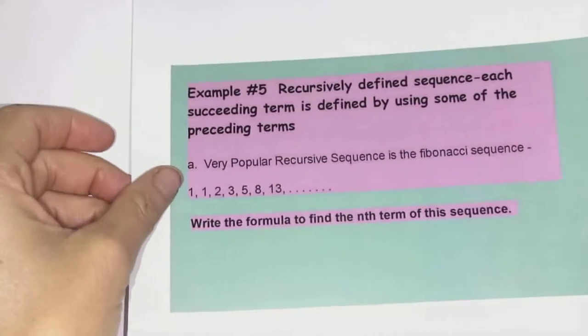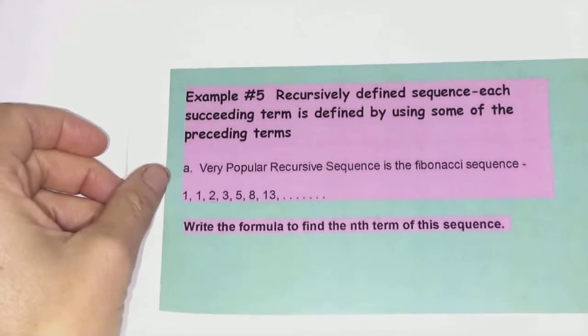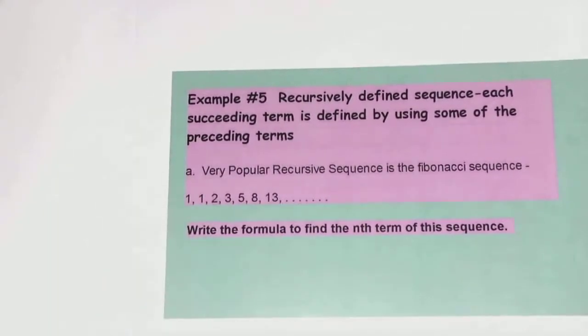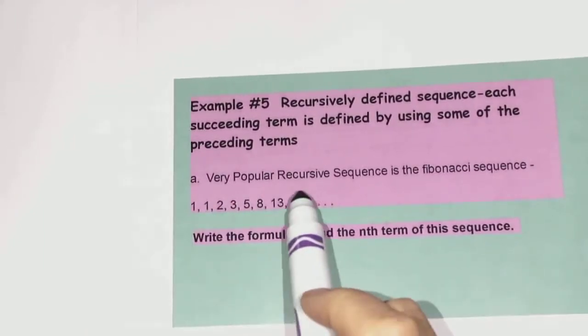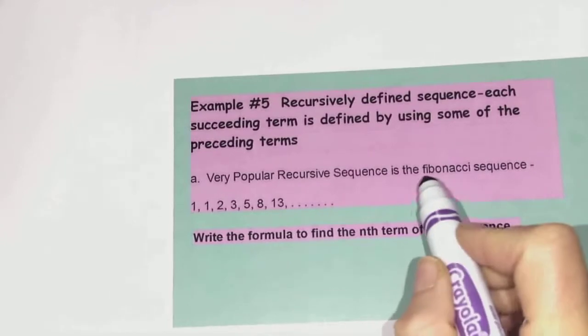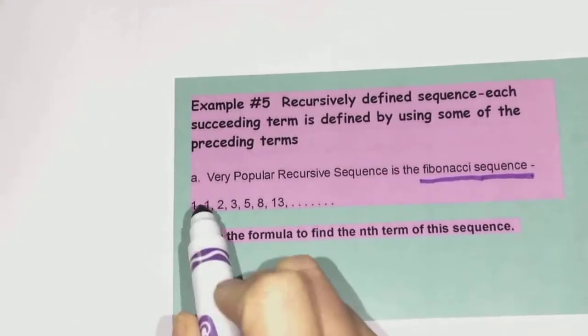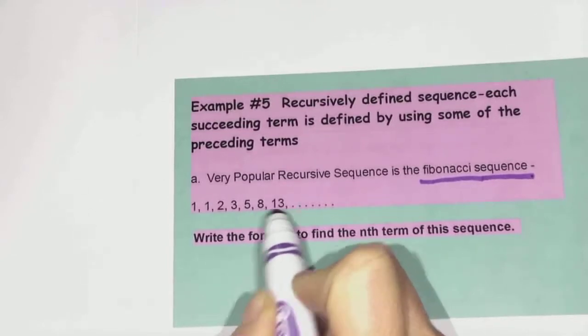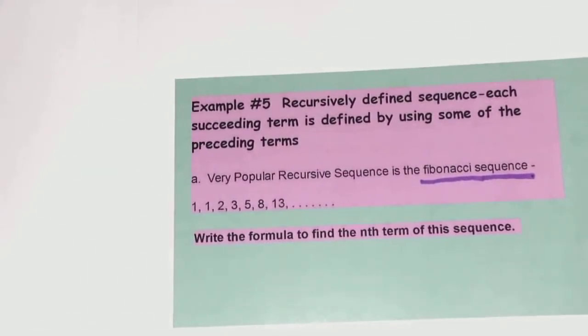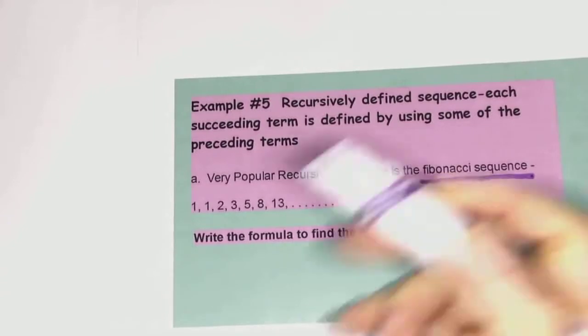Example 5 is recursive ones. Recursively defined sequence. Each succeeding term is defined by using some of the preceding terms. One very popular recursive sequence is the Fibonacci sequence: 1, 1, 2, 3, 5, 8, 13. You simply add the two previous terms to get the one that you need.